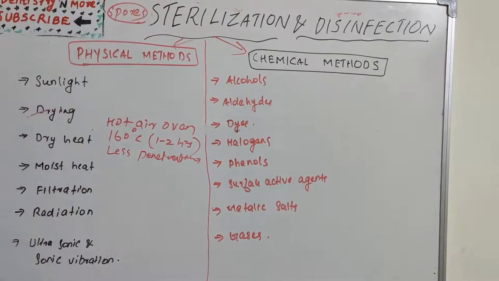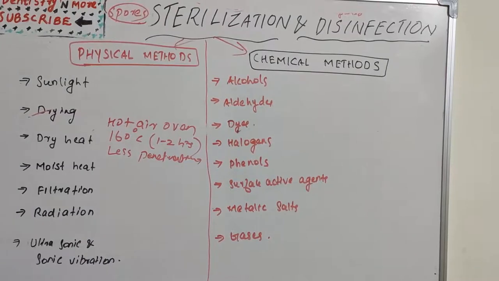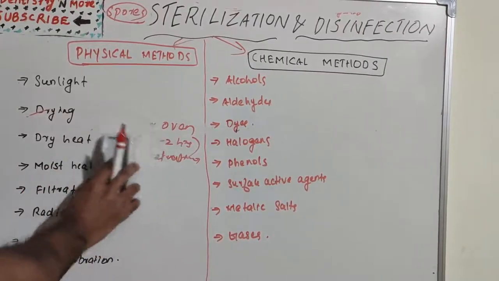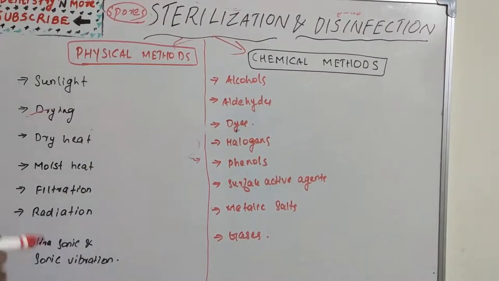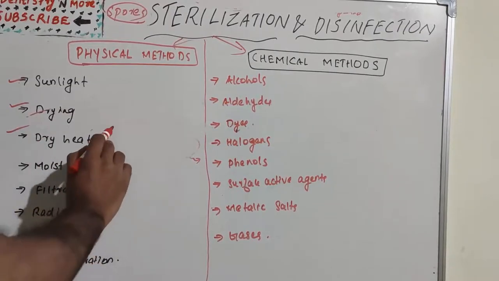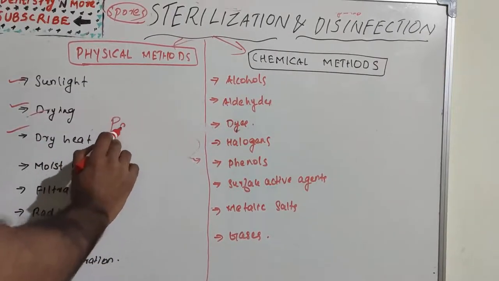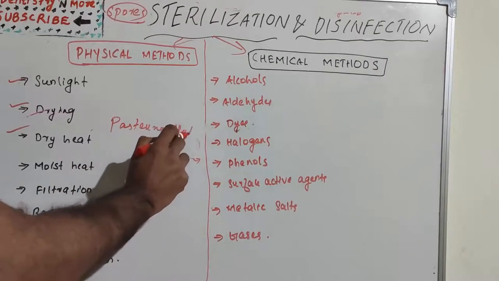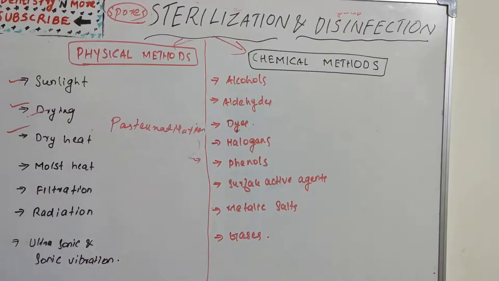Okay, so that is about dry heat and hot air oven. Now we have moist heat principle. The most commonly used one is pasteurization. Okay, you must have heard about pasteurization. It is principally used in milk preservation.